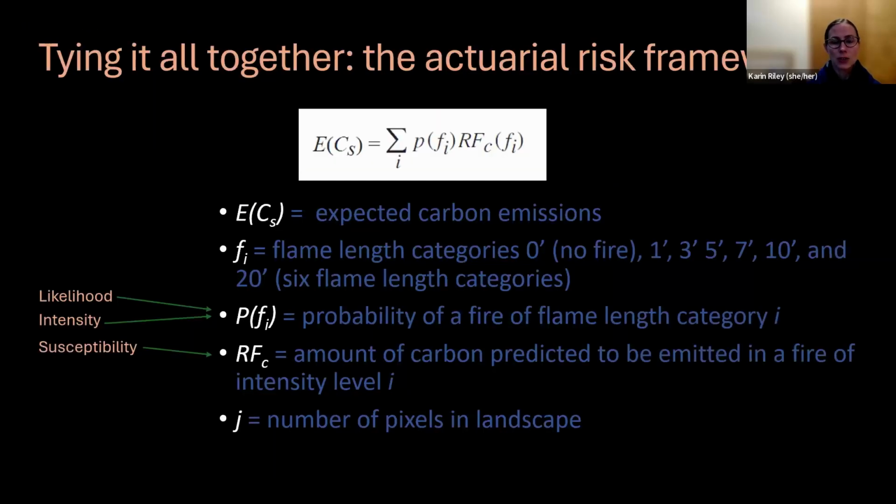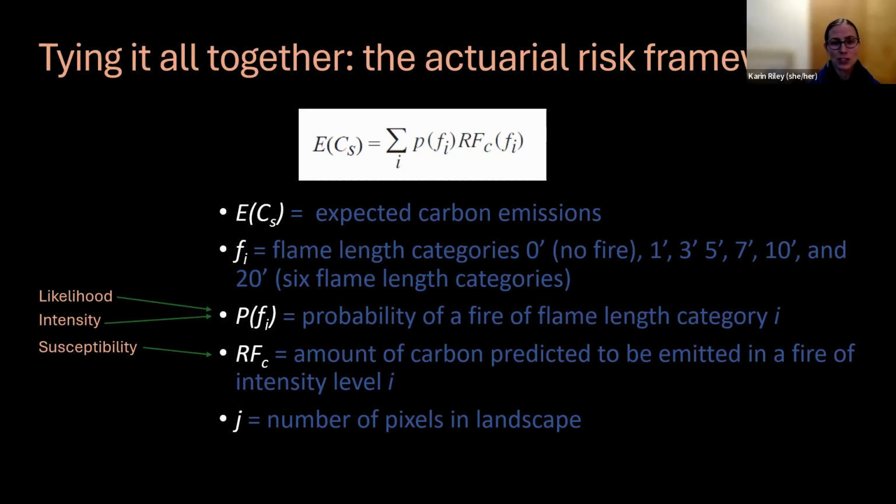So for those of you that are equation people here, this is looking at this through an actuarial risk framework. This is the same sort of equation that insurance companies use when they're computing risk to homes. So they're going to look at the risk of things like hurricane, fire, etc., and what that might be expected to do to your house. This is the exact same framework. So we actually have insurance companies using this data quite a bit as well. So here we're calculating expected carbon emissions. At left there, I've put how the likelihood, intensity, and susceptibility go into this function.